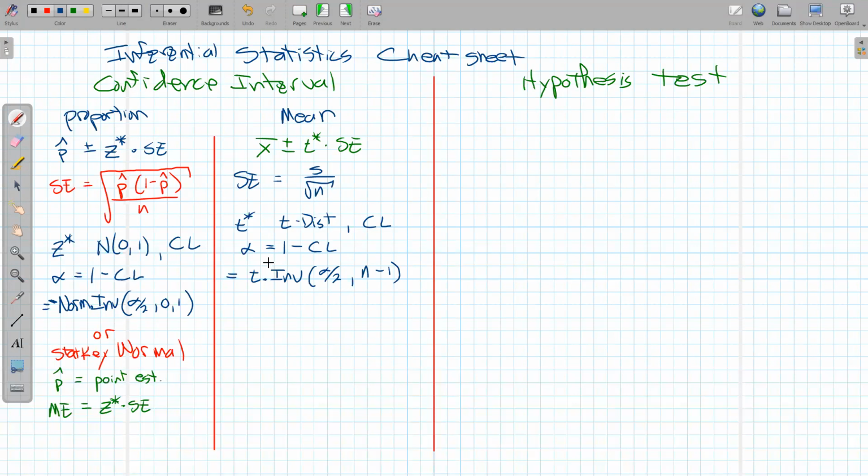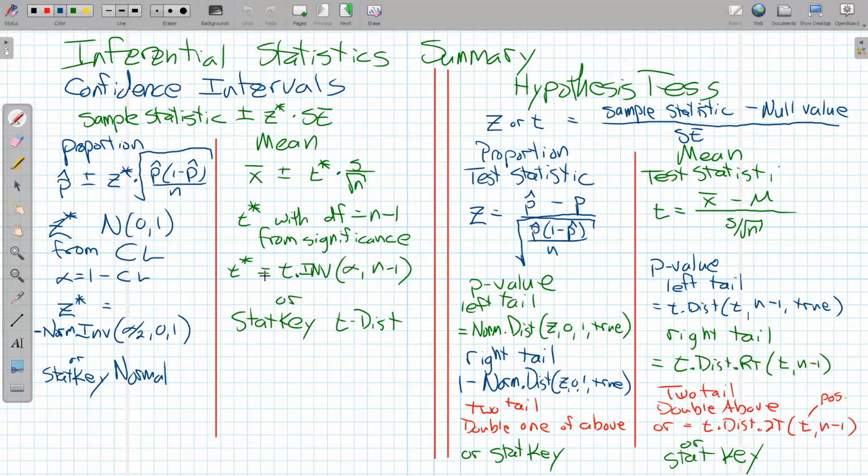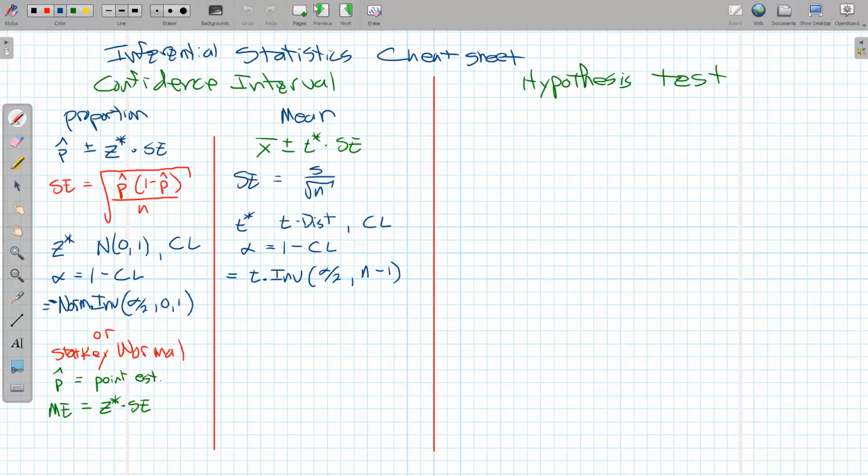And I'm trying to remember, does that spit out a negative number? What did I write back here? I didn't put a negative in front of it, so I guess I'm going to have to go look at my spreadsheet for that because I can't remember.